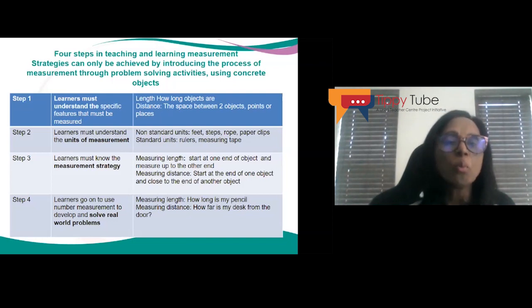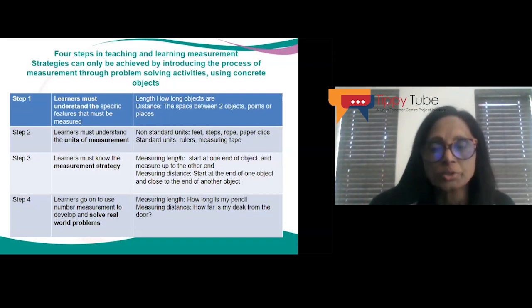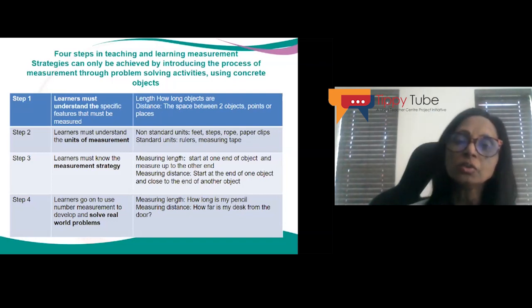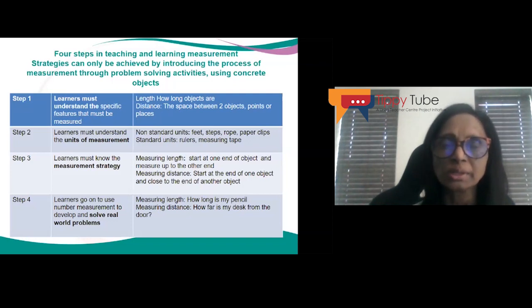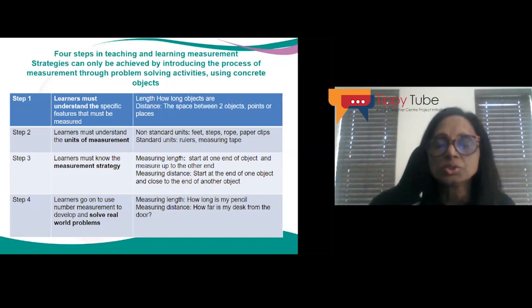Now, step 1 when you are teaching measurement is learners must understand the specific features that must be measured. If you look at the concept of length, what are you measuring in length? You are measuring how long the objects are. Then if you are measuring distance, what are you measuring? That is a feature. You're measuring the space between 2 objects or the space between 2 places.